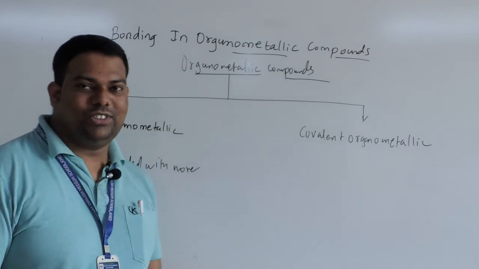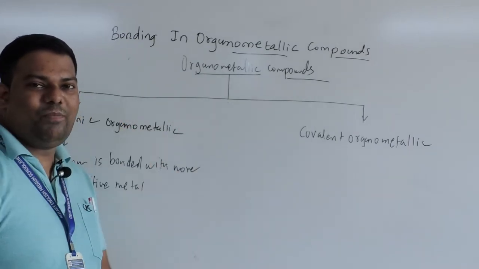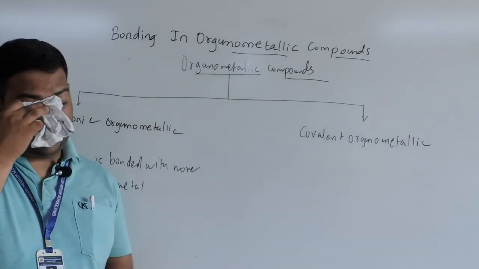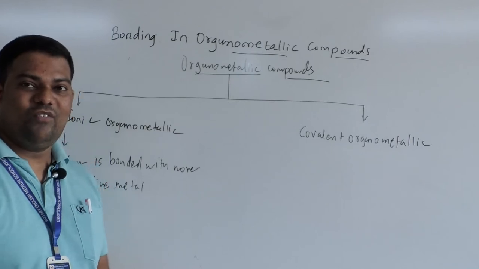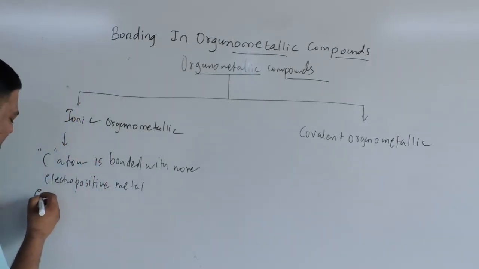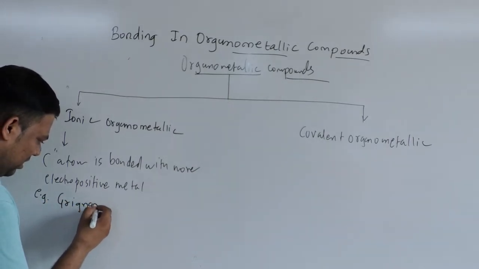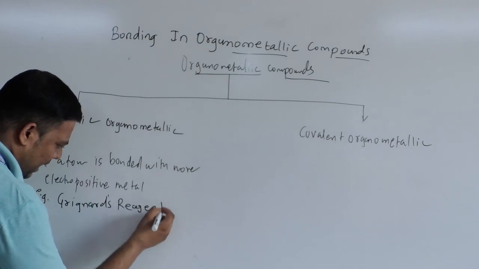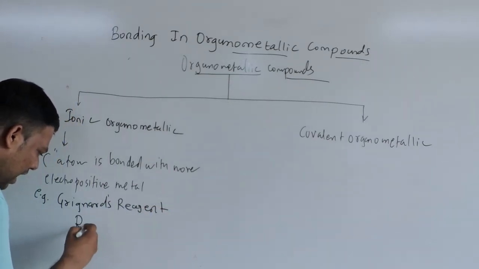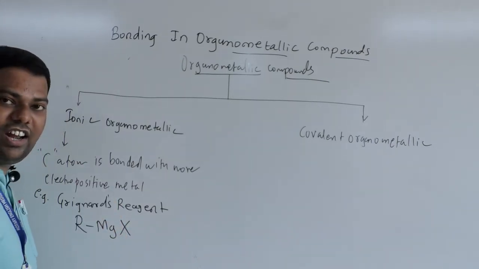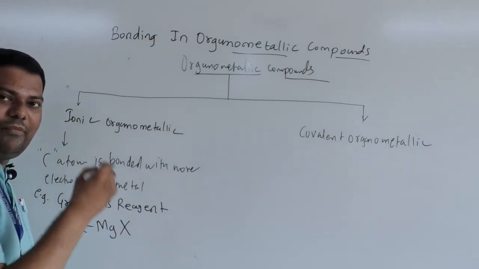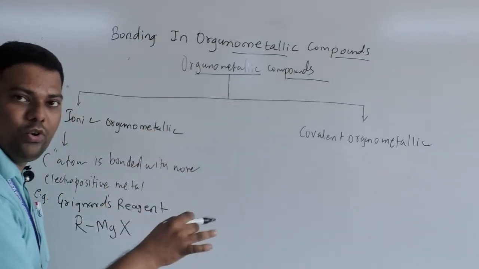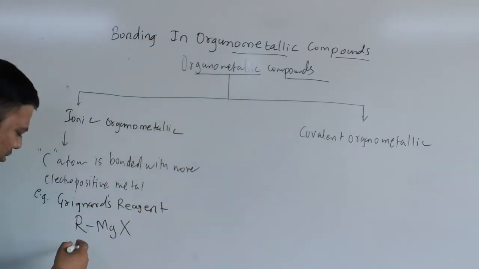So here we have n number of examples that we studied. I think the Grignard reagent. Whenever we write an example here, Grignard reagent. RMgX is the Grignard reagent. R is nothing but methyl, ethyl, or a benzene part; Mg is the metal; X is a halogen, fluoro, chloro, especially chloro, bromo, iodo.